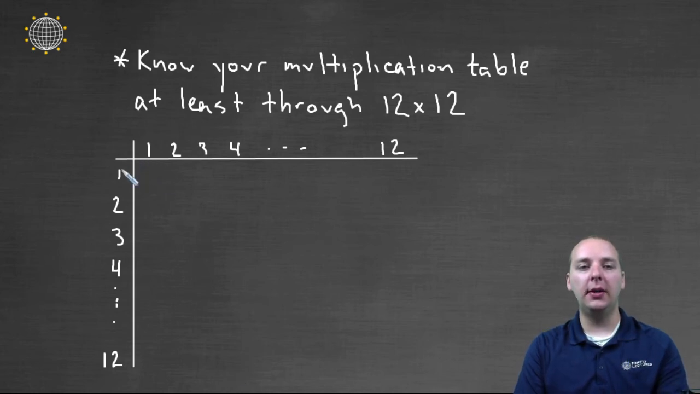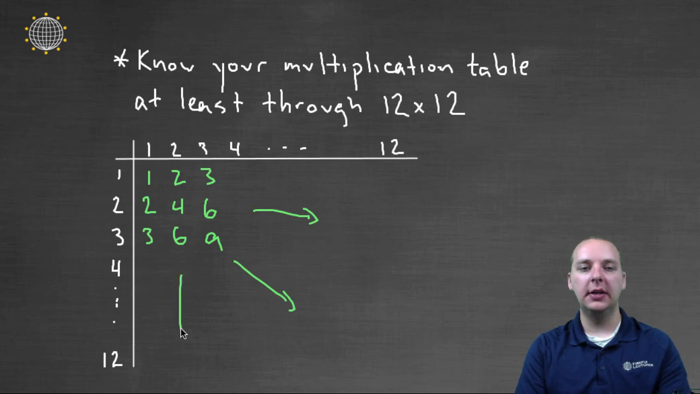For example, 1 times 1 is 1. 1 times 2 is 2. 1 times 3 is 3. And then if you did a column, 1 times 1 is 1. 2 times 1 is 2. 3 times 1 is 3. 2 times 2 is 4. So you put that in the row and column where these meet. 2 times 3 is 6. 3 times 2 is 6, and 3 times 3 is 9. You would continue this out in all directions until you get to 12 times 12.